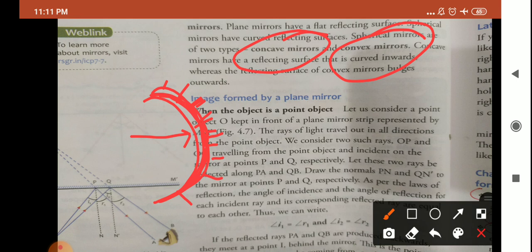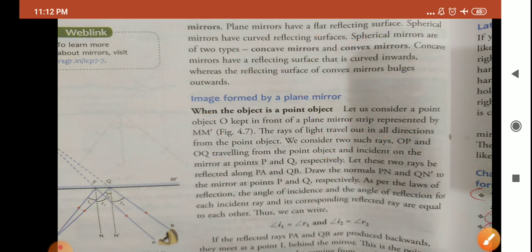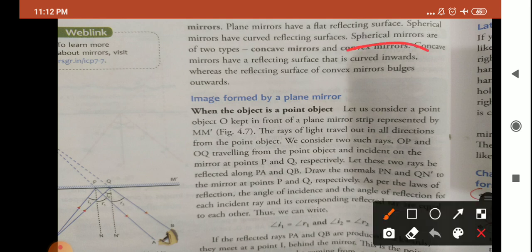Whereas in a convex mirror, what happens? The inner side is coated and the outward bulging side acts as the reflecting surface. So I hope this was clear to you. The same thing is given in your book also: a concave mirror has a reflecting surface that is curved inward, whereas the reflecting surface of a convex mirror bulges outward.